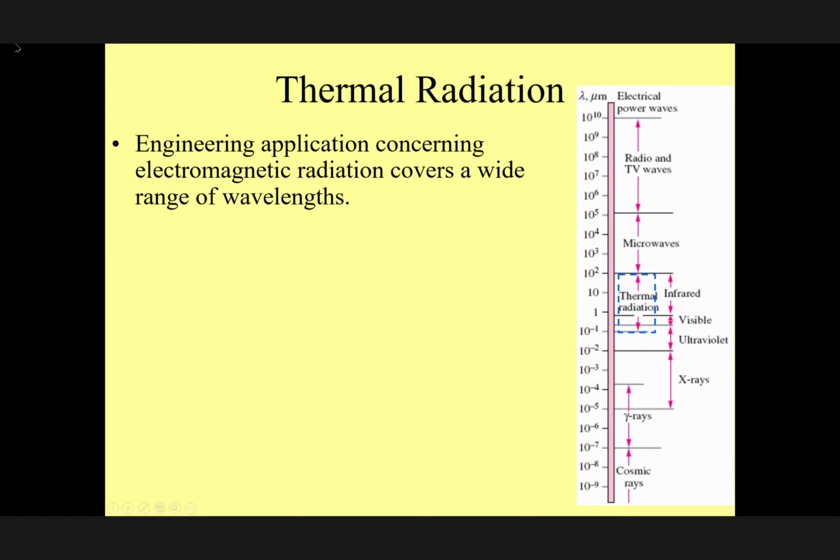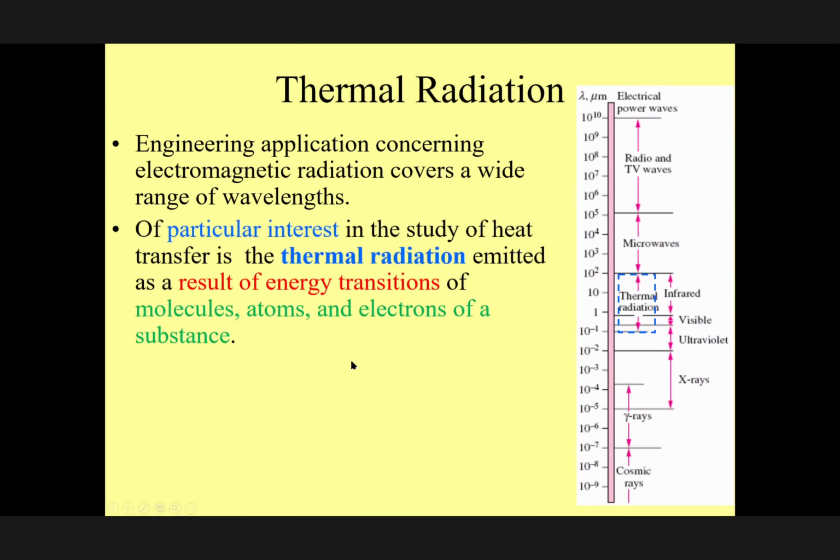Therefore, engineering applications concerning electromagnetic radiation cover a wide range of wavelength, as you see here, from 10 to the minus 9 to 10 to the plus 10. Of particular interest in the study of heat transfer is thermal radiation. This is the range in blue that you can see. It is emitted as a result of energy transition of molecules, atoms, and electrons of a substance. Therefore, these are based on the movement of these particles.